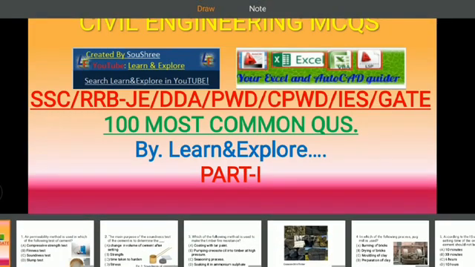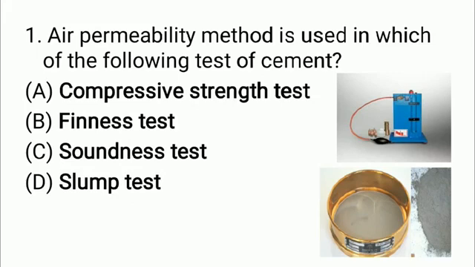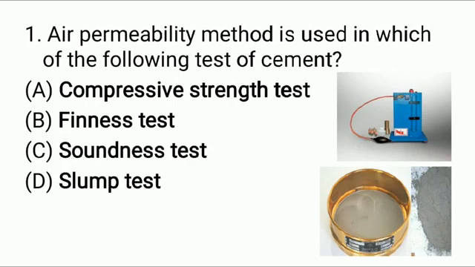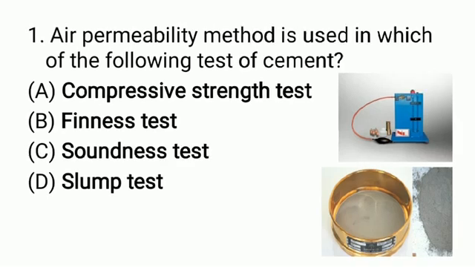Okay, here we go. So our first question is, air permeability method is used in which of the following tests of cement? So here the options are compressive strength test, that is the compressive strength after 7 days or 28 days. Then fineness test of cement. Fineness of cement is measured as specific surface of cement, right? And the principle of air permeability method is observing the time taken for a fixed quantity of air to flow through a compacted cement bed of specified dimension and porosity.